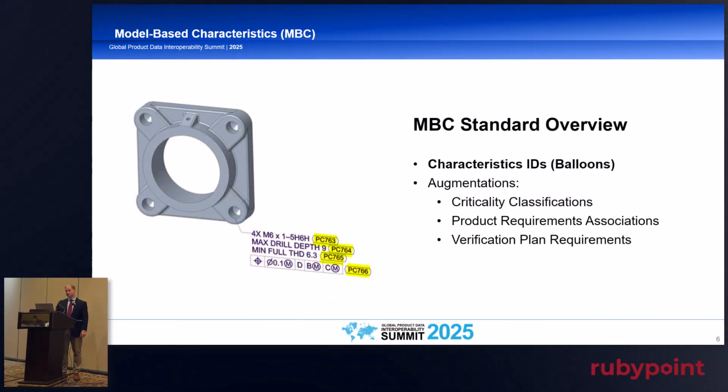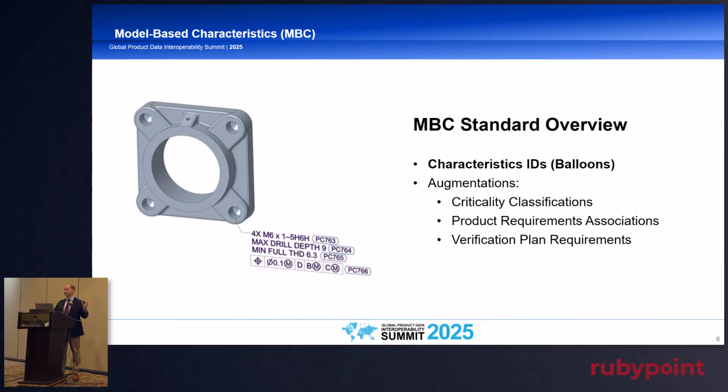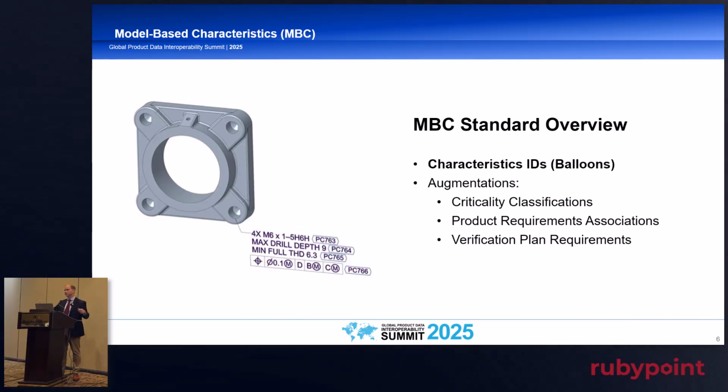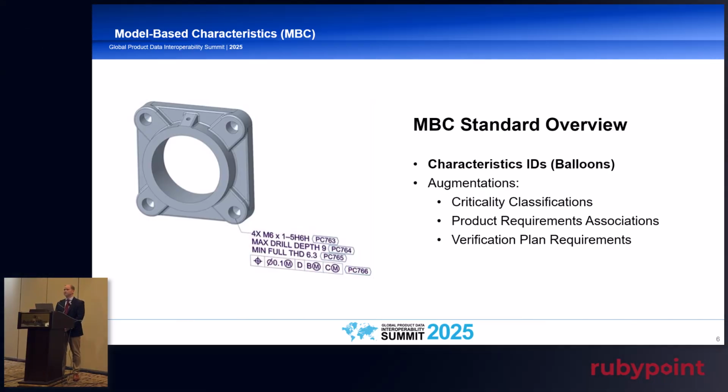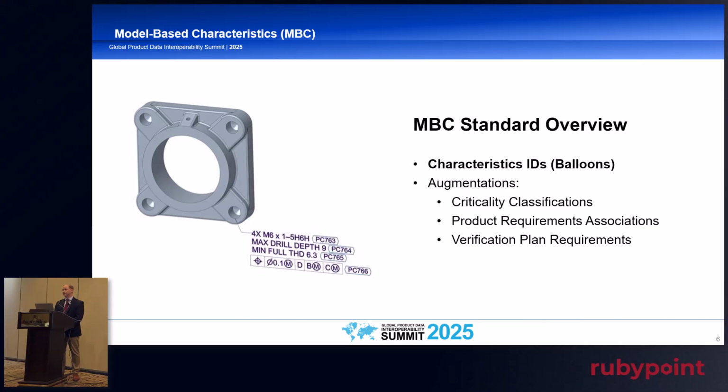So here is this highlighted portion. That's what we're talking about in terms of a lot of what model-based characteristics added. The most important thing is the characteristic ID, what's sometimes called the balloons, because the traditional way of doing this is you grab a paper drawing, get a red pen, and start ballooning your characteristics and putting a number on them. This idea of characteristic IDs is the number one thing, and the most important takeaway from this standard is just applying these IDs to your characteristics. Applying them also implies that we have discretely identified exactly what our characteristics are. That's the key step.